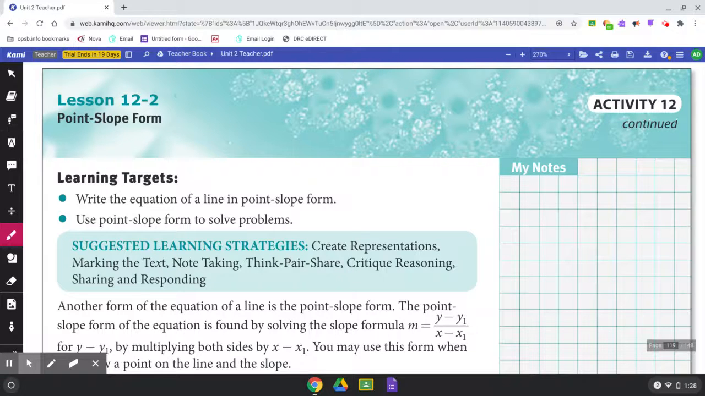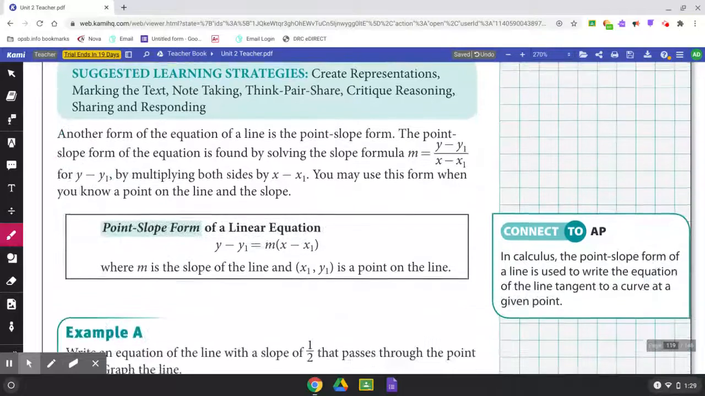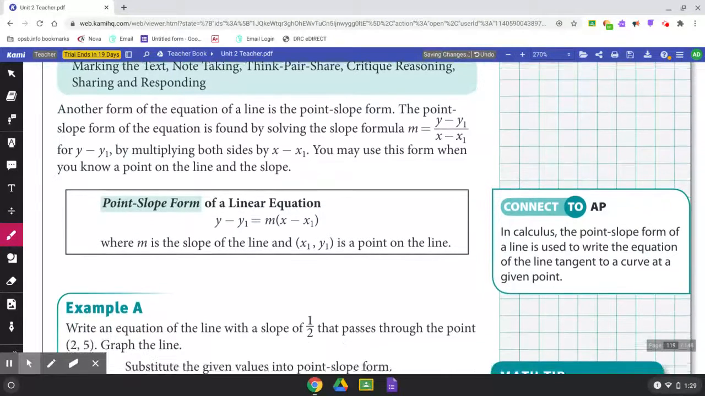Okay, today we're starting lesson 12-2, which is point slope form. We are going to write the equation of a line in point slope form, and we're going to use point slope form to solve problems. Another form of the equation of a line is the point slope form.